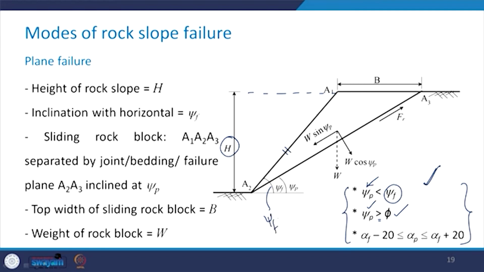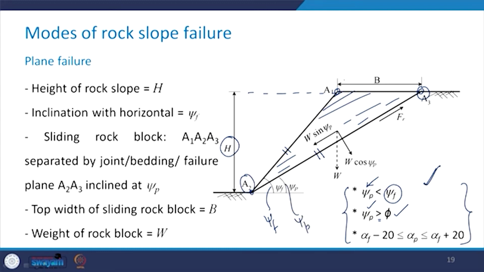The sliding rock block here has been represented by A1, A2 and A3. So, that means whatever is this wedge that is being formed, this block is going to slide, and this is separated by a joint or the bedding or the failure plane A2, A3, which is this one, and the inclination of this with the horizontal is psi p.